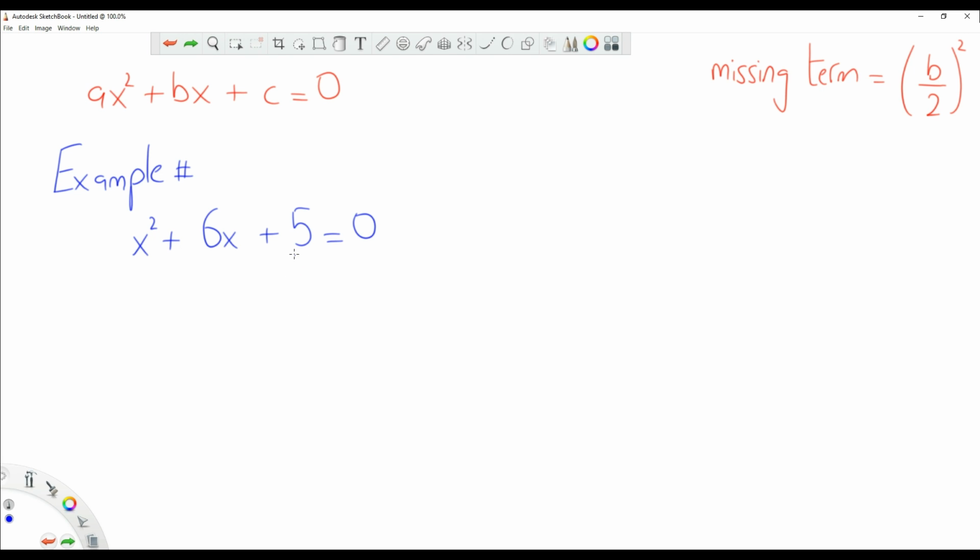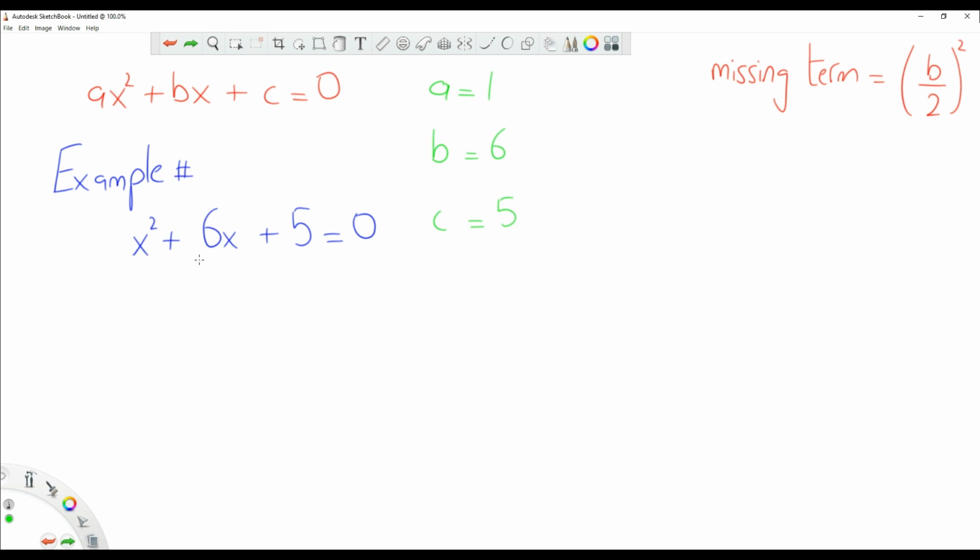Right now, if you notice, we cannot write it as something like (a plus b) whole squared. So first, we have to make sure that the value of a is equal to 1. For this question, you can notice that a equals 1, b equals 6, and c equals 5 if you compare it with the general equation. So the first thing we have to make sure is that a equals 1, and it is.